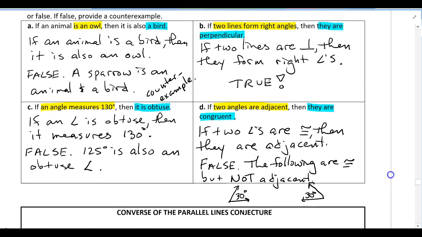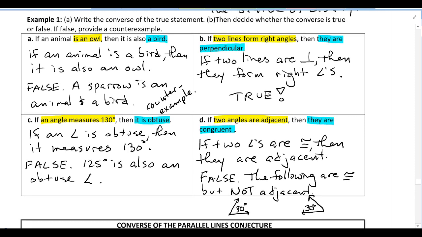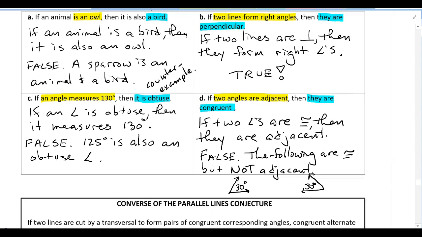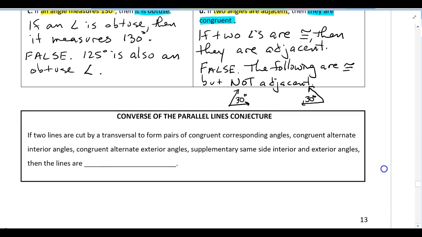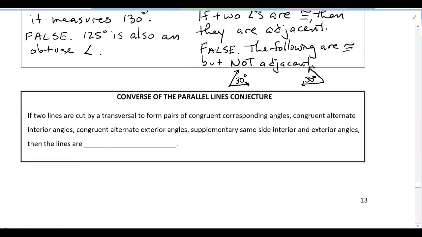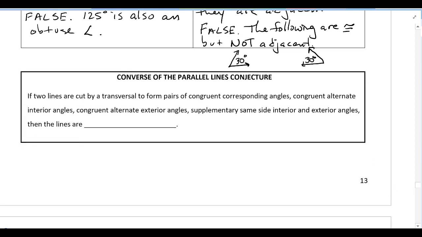Alright, so again, if you have any questions, make sure you ask. We have some vocabulary here. We have converse, hypothesis, conclusion, counterexample. Alright, so if you're keeping a list of vocabulary, you may want to add those. Alright, so all of this is to lead us to the converse of the parallel lines conjecture, which we talked about in the last set of videos.